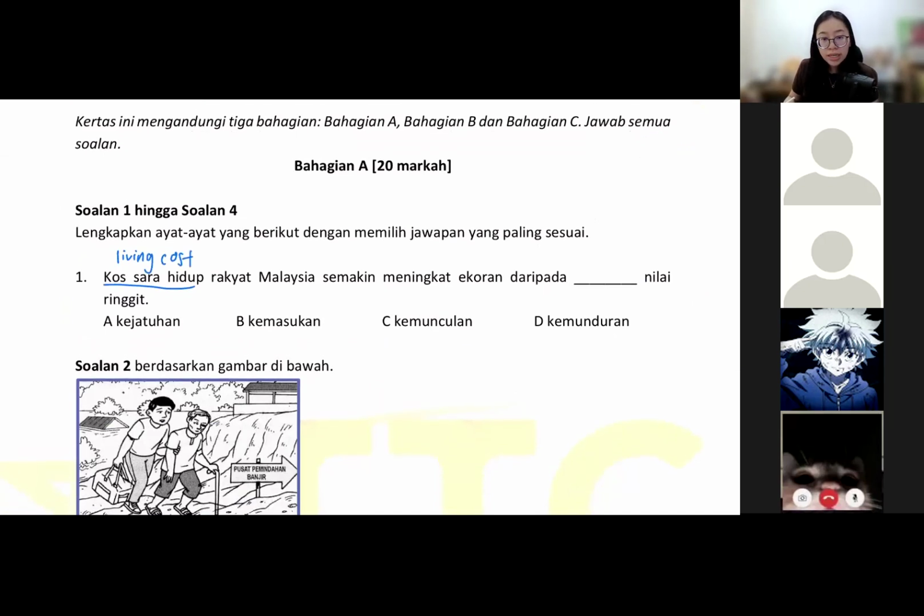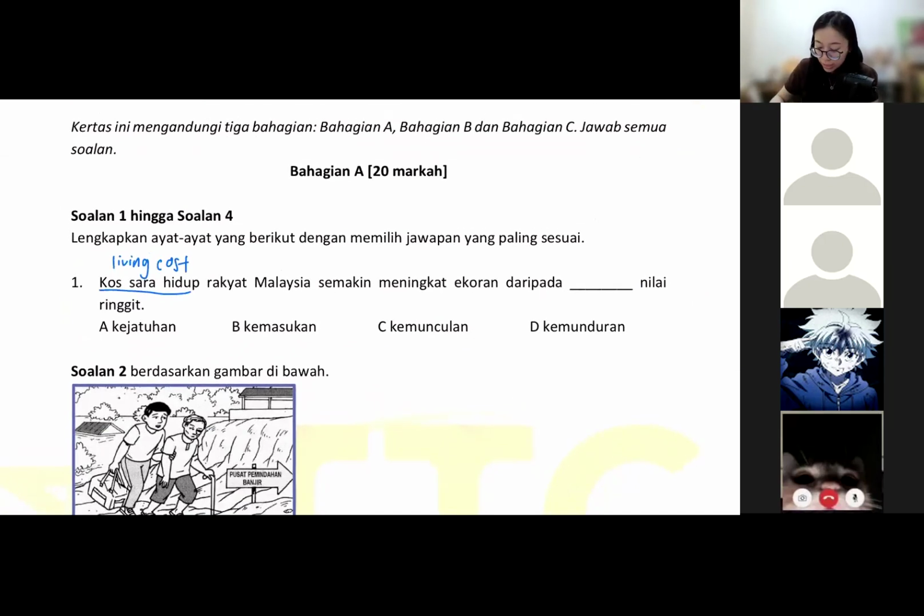Rakyat Malaysia semakin meningkat, is keep on increasing. Akaran means like due to, or akibat, the effect of. It can be due to, or akibat, which is kesan. Daripada apa? Nilai ringgit. The values of ringgit. Kejatuhan means fall. Kemasukan means like the entry or your participations. And then kemunculan means appear. Kemunduran means like decline or you fall behind. Okay, yes, Kaisha, correct. Our ringgit fall, then the living cost will increase. Cost sara hidup akan meningkat.